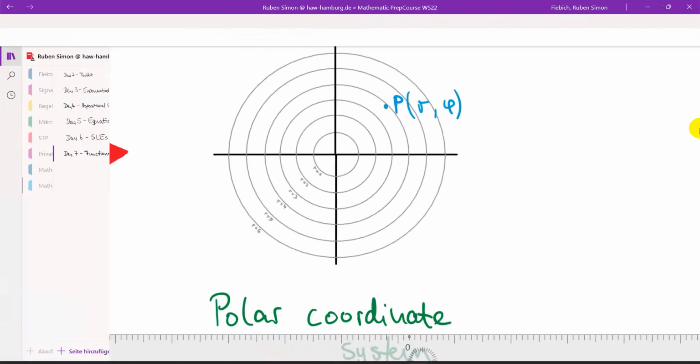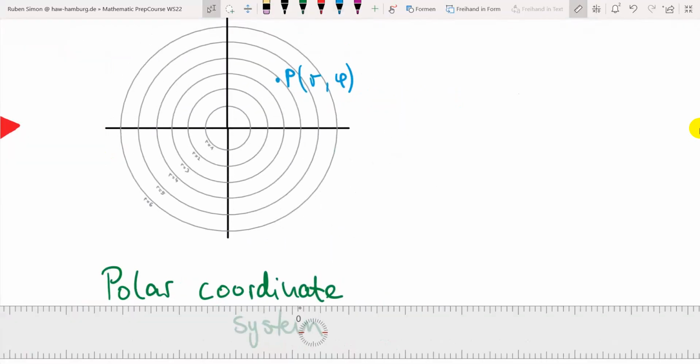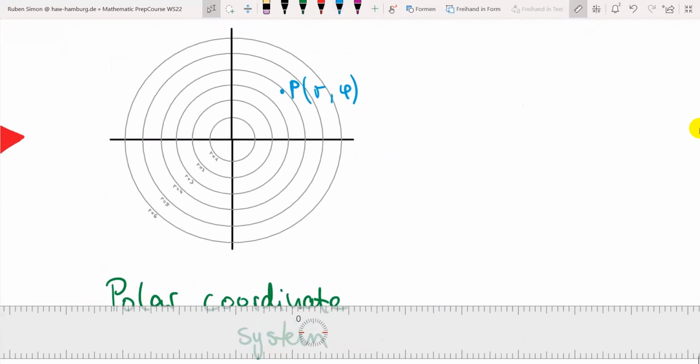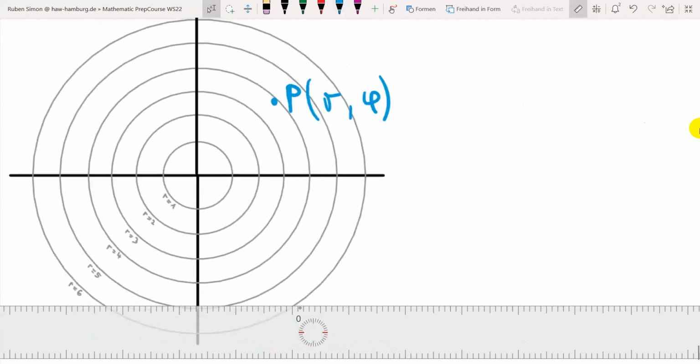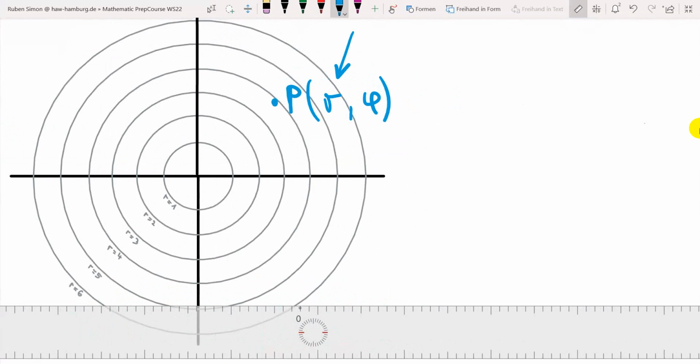How can we transform this right now? Or what is meant by radius and phi? Radius now means the distance of the point from the origin of the coordinate system. So the radius is the length of this connecting line. This is just the distance of the point from the origin. If the point was here, r would be the distance from the origin to this point, just the length of this line.